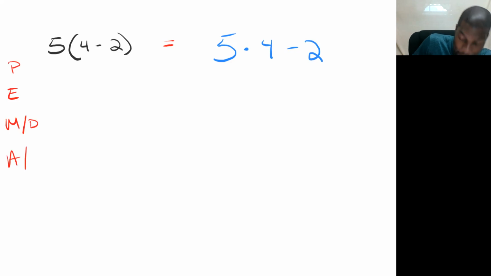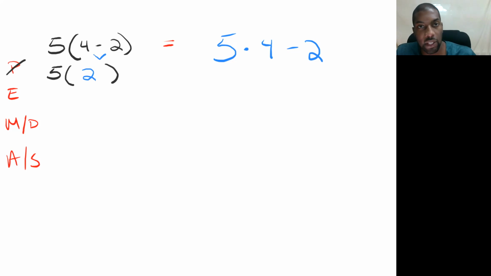And PEMDAS told us that we need to follow these steps to make sure the math is correct. So I need to start with parentheses. All right, let's solve everything in the parentheses first. In the parentheses, I have 4 minus 2. 4 minus 2 is 2. Okay, so now I've taken care of my parentheses.